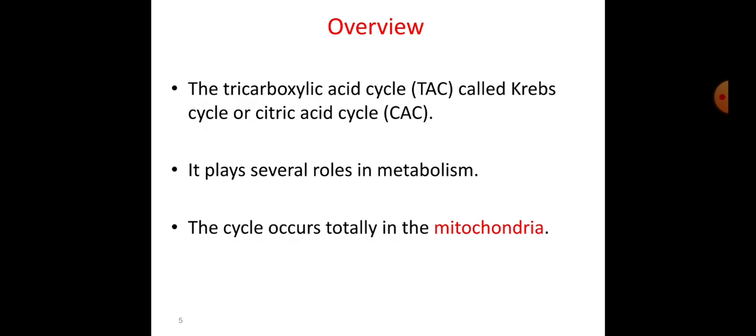Tricarboxylic acid cycle, TCA, Krebs cycle, citric acid cycle, it's the same thing. It plays several roles in metabolism. It's very important. It is a junction. It is a cycle, and it's very important in metabolism. It's found in the mitochondria.